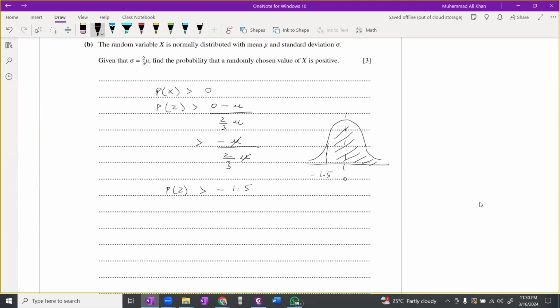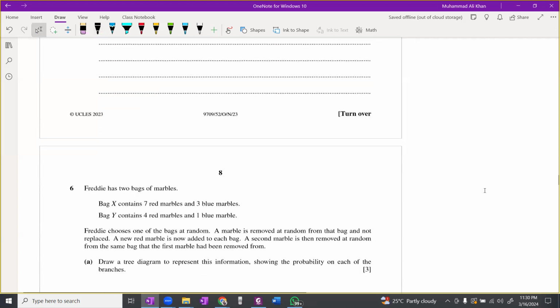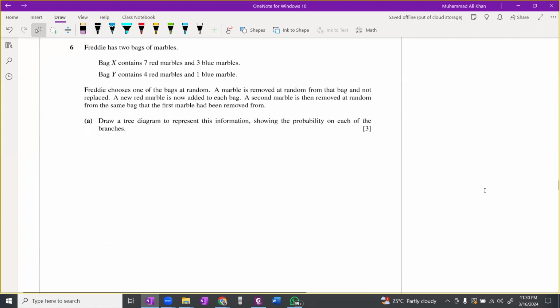So, greater than 1.5, how to calculate? We can say it directly. We have to calculate the probability of 1.5. So by using the normal table, probability of 1.5 is 0.933. This is the part B of question number 5. After the normal question, the next one, question number 6.